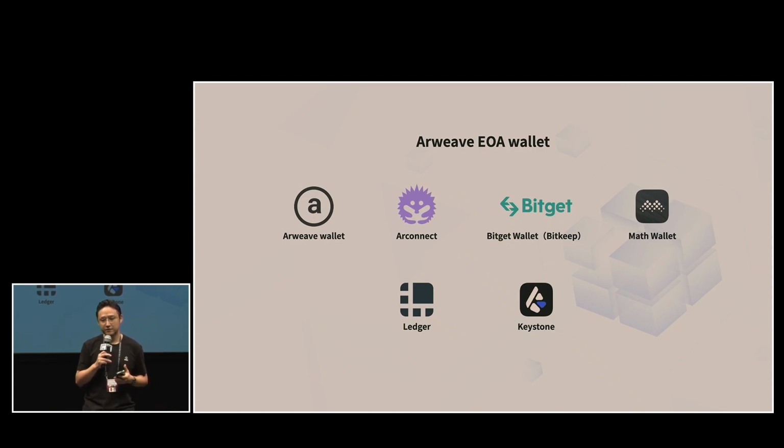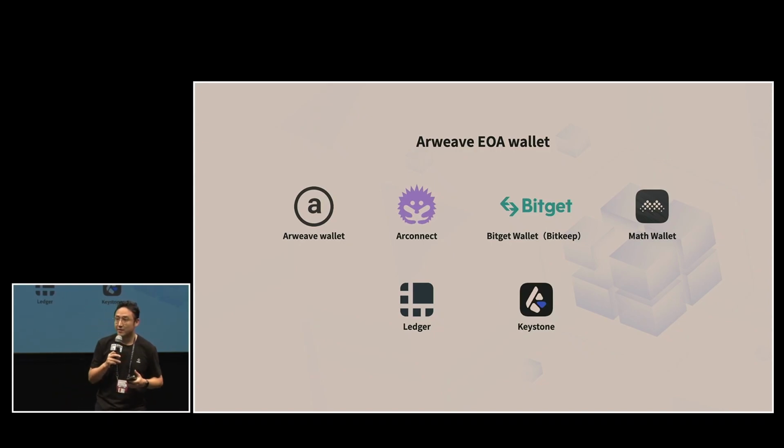In addition to this native wallet within the ecosystem, there are several decentralized wallets that support Arweave right now, including Bitget Wallet, formerly BitKeep, and Math Wallet, and cold wallets like Ledger and Keystone. However, using wallets as a DID is not the ideal solution, I think.